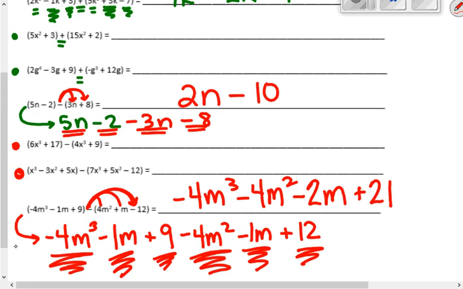So that's how we combine like terms for polynomials. Go ahead and complete the 4 that I left blank, and we'll talk about the answers to those to start class tomorrow.